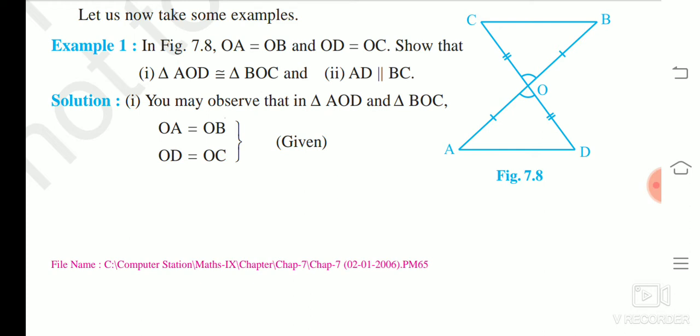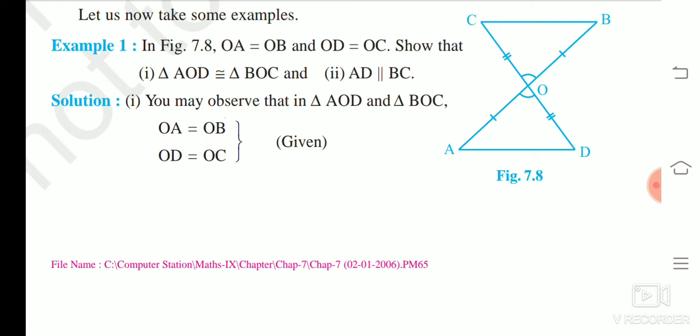So you have triangle OAD or AOD or DOA, like that consider. So use any one order. Similarly triangle BOC, like that, right? In these two triangles, you may observe that. So consider triangle AOD and triangle BOC, like that, start.